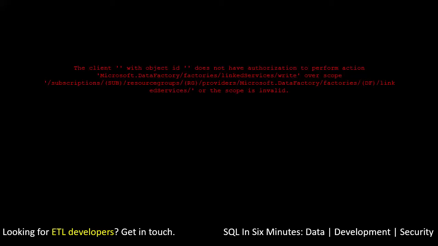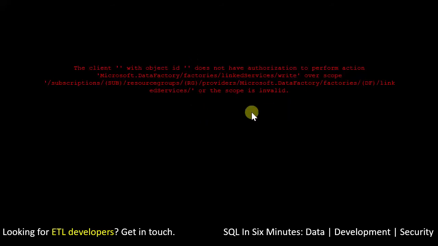In this video, we are going to be looking at debugging the issue: the client, and then a client listed with object ID of, and usually there's a GUID, does not have authorization to perform action Microsoft.DataFactory/factories/linkedservices/write over the scope of subscription. There will be a subscription ID right here, a resource group name here, providers, and then of course we have, in this case, the linked service, or the scope is invalid.